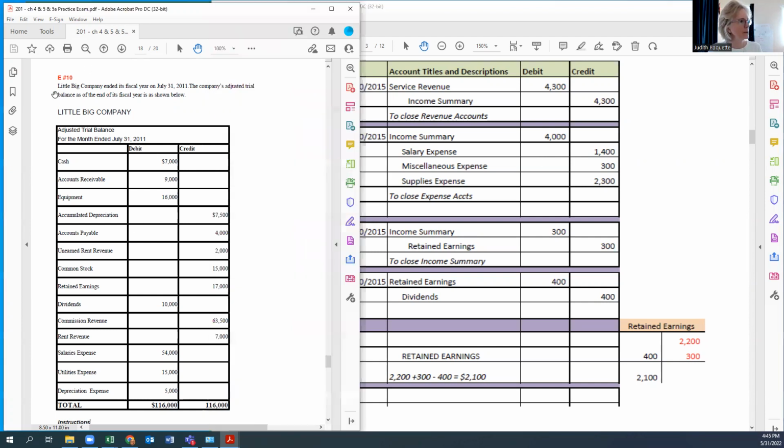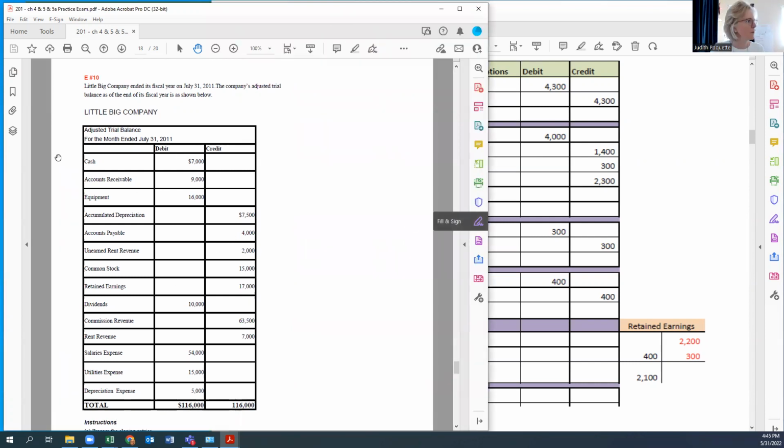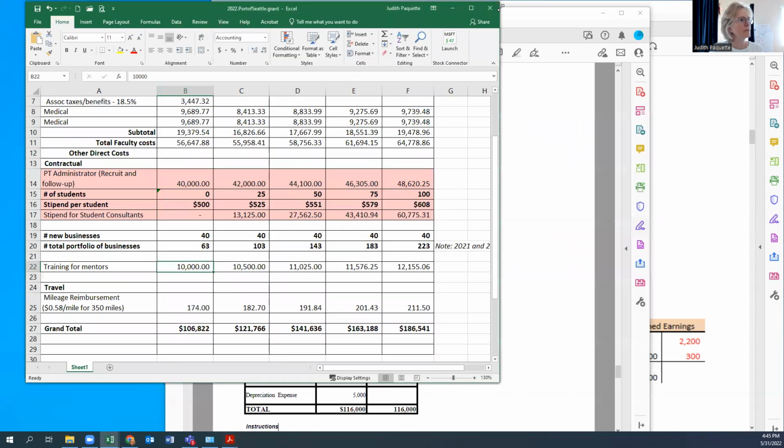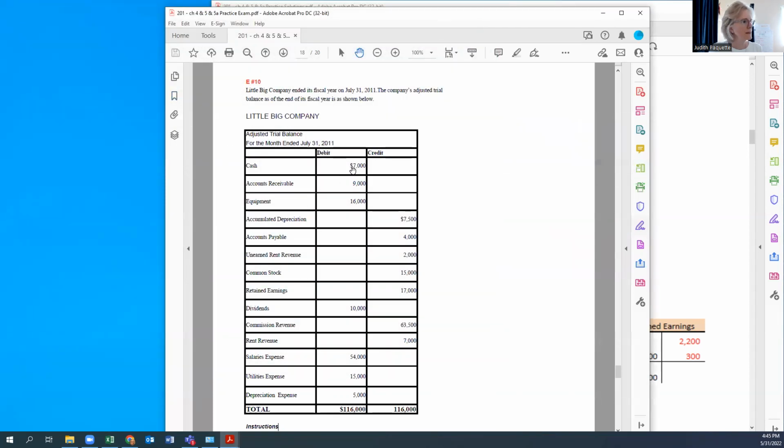Okay, so here we are, same problem, exercise 10. And you guys are lucky. Once more, you have it in the right order. Only now we've got current assets, cash and accounts receivable, property, plant, and equipment. We just have equipment and accumulated depreciation. Remember, that goes with property, plant, and equipment.